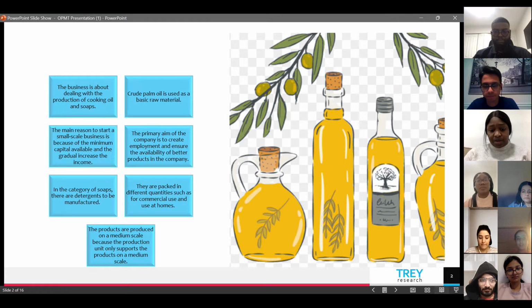In the category of soaps, detergents are going to be manufactured, and different quantities are going to be packed. For commercial use, the soaps are going to be packed in large quantities, whereas for household usage, the quantity is going to be small or medium. The products are going to be produced on a medium scale according to the requirement.